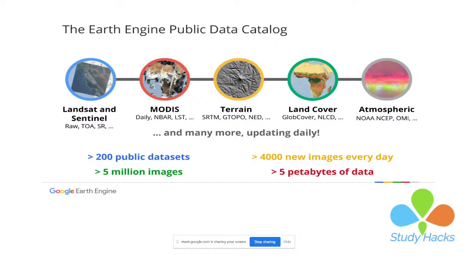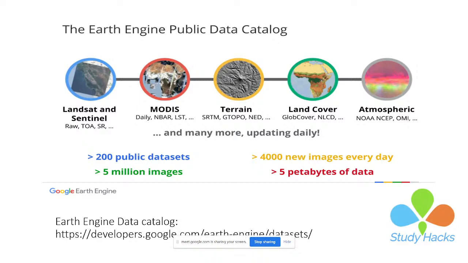Here we can find more than 200 public data sets and more than 4,000 new images every day. We can access more than 5 million images, as well as 5 petabytes of data. This is the link for the Earth Engine data catalog. You can simply go to this link to find the Earth Engine public data catalog, or you can go to your code editor and click on browse data catalog.